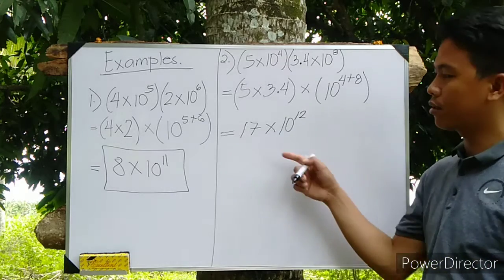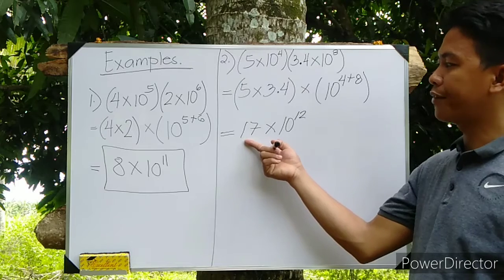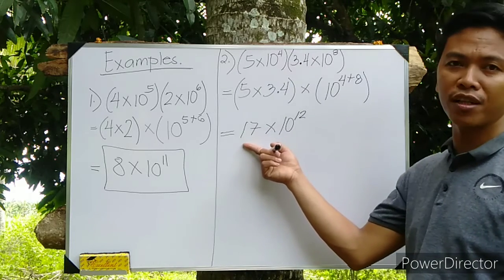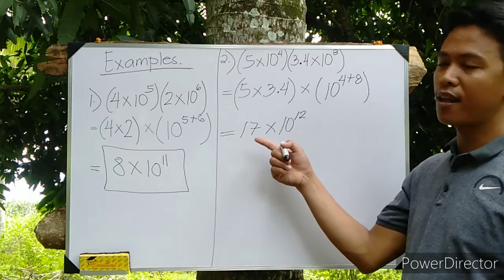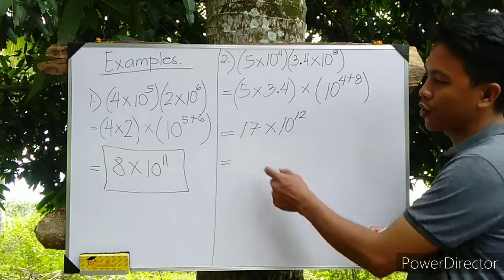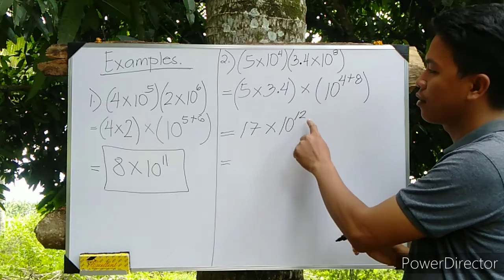12. Okay, so dito, we have 17 is our value of A, so this is not allowed, because the value of A should not be equal to 10, then it should not be less than 1, so before that, let me show to you the standard form of 17 times 10 to the power of 12.